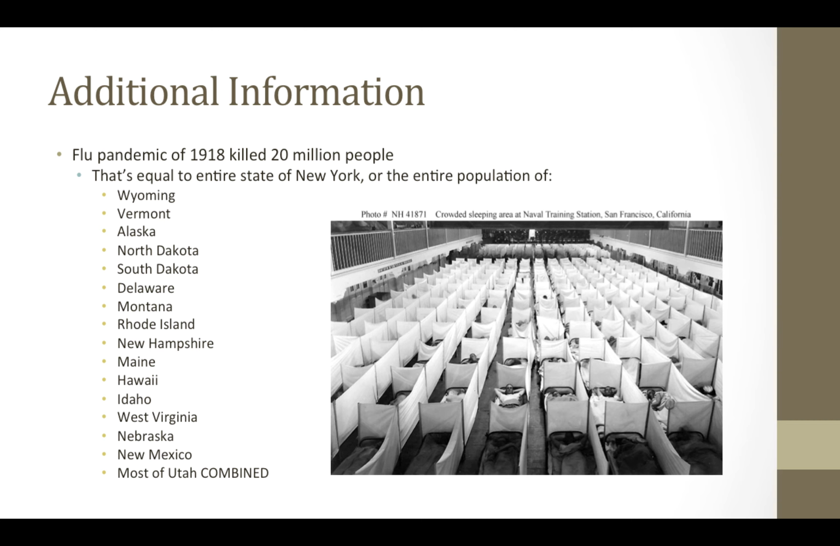All right, it's Anthony again, and for additional information, I just have one thing to say, and this one thing is, it's the reason why we have vaccines today. The flu pandemic of 1918 killed 20 million people. To put that into perspective, that's equal to the population of the whole state of New York, or the entire population of Wyoming, Vermont, Alaska, North Dakota, South Dakota, Delaware, Montana, Rhode Island, New Hampshire, Maine, Hawaii, Idaho, West Virginia, Nebraska, New Mexico, and most of Utah combined. So please get your vaccinations.